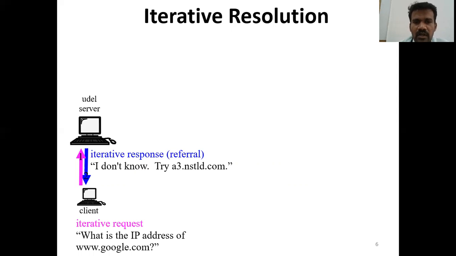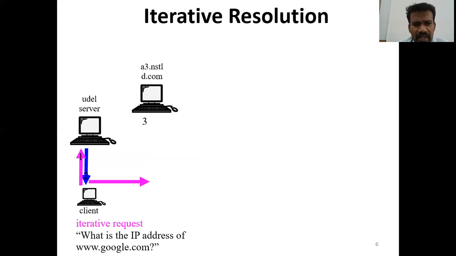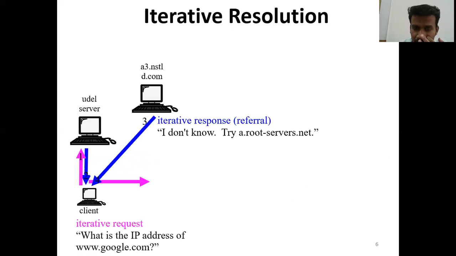Iterative response, given that I don't know the address, try a3.nstl.com. It suggests one more server. So again, the request is sent to a3.nstl.com for requesting what is the IP address of google.com. Again, a3.nstl doesn't know the IP address of google.com. It tries to refer to one more server.